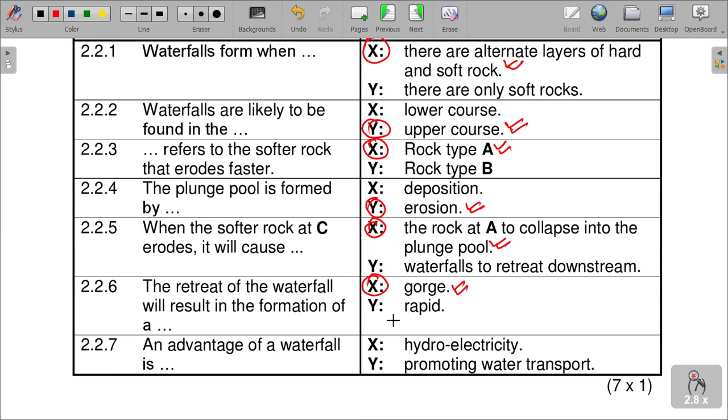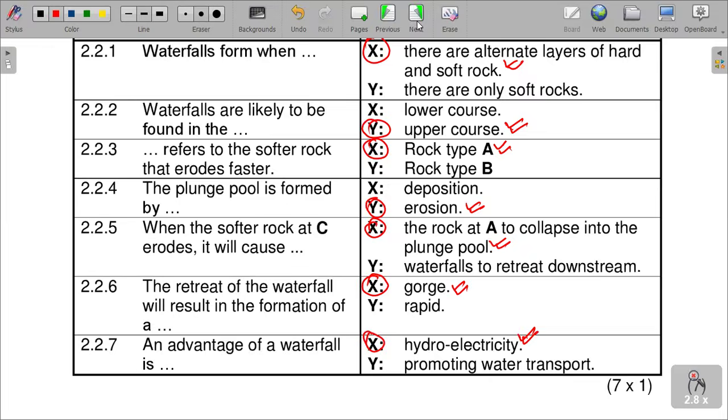Number 2.2.7, an advantage of a waterfall is dash. An advantage of a waterfall is hydroelectricity, which can be generated at a waterfall. It results in hydroelectricity being generated there.